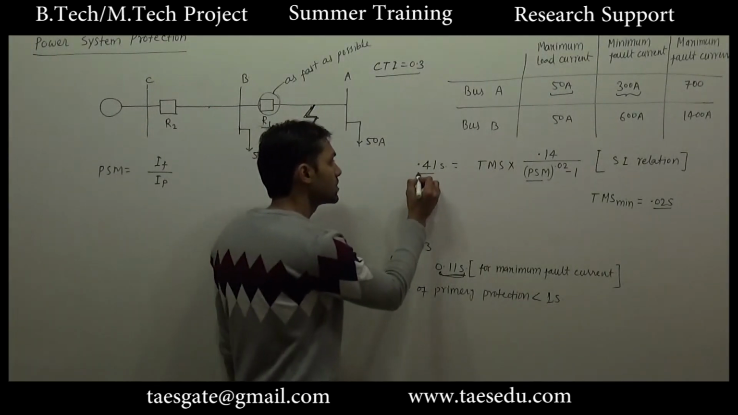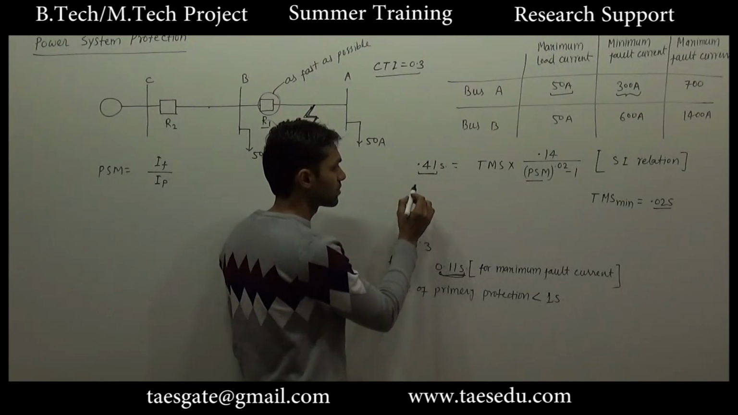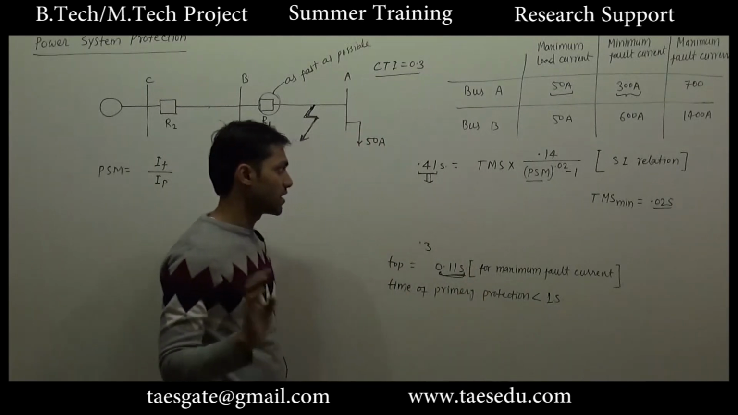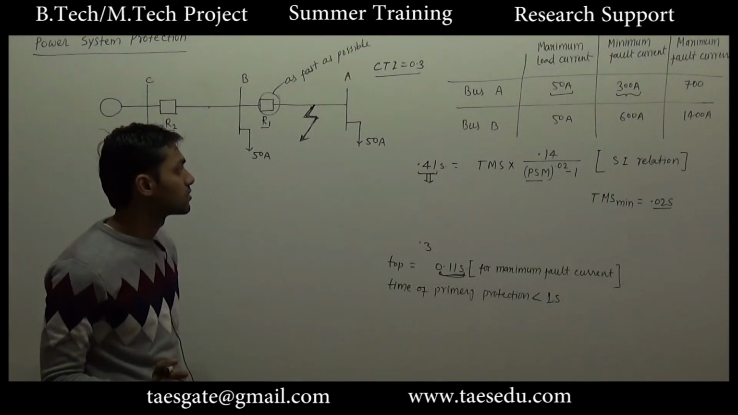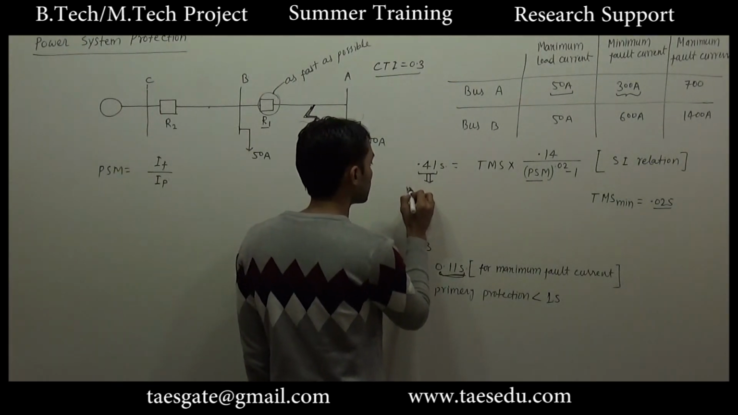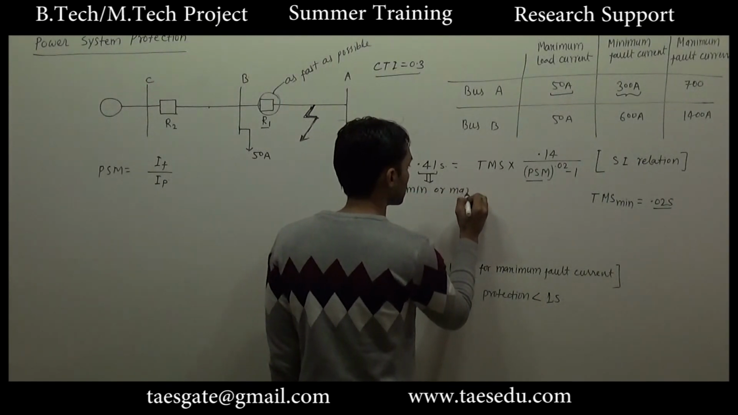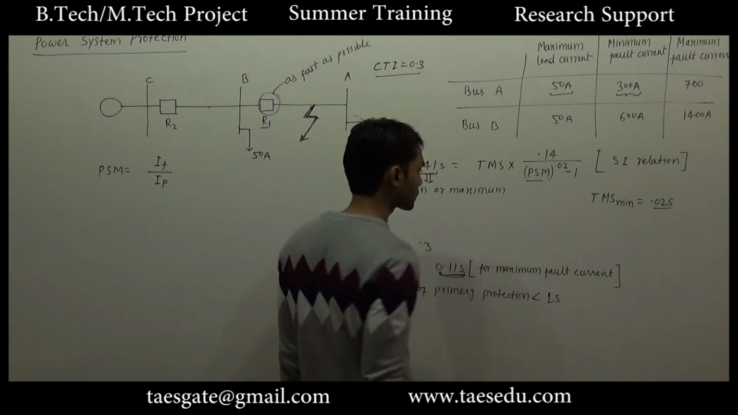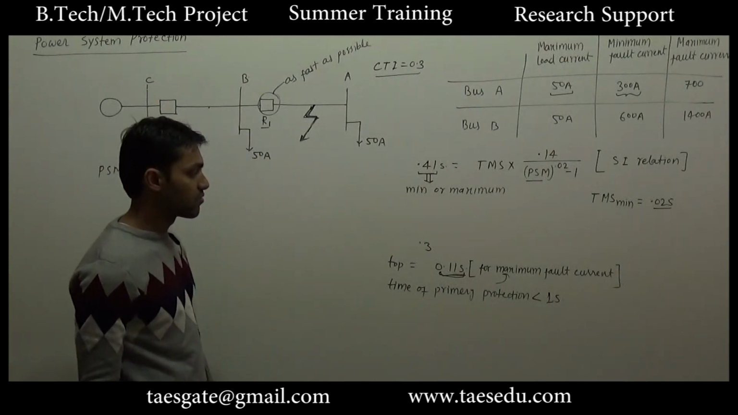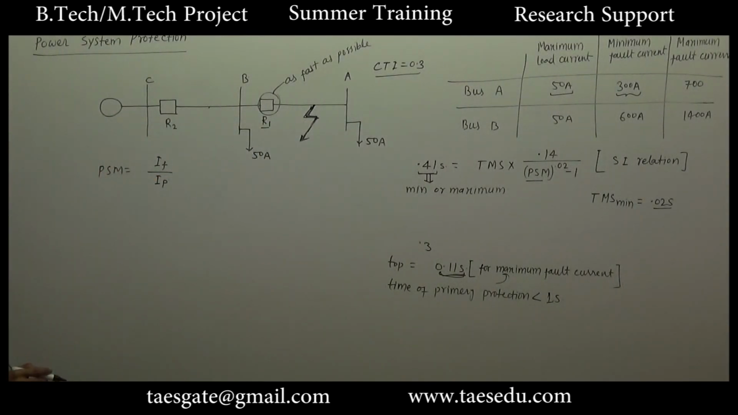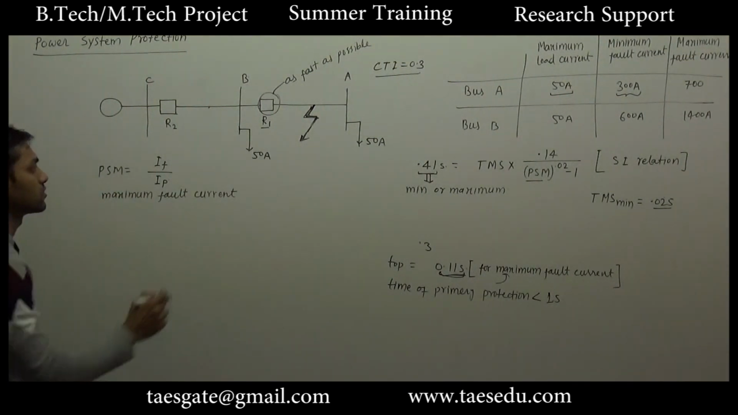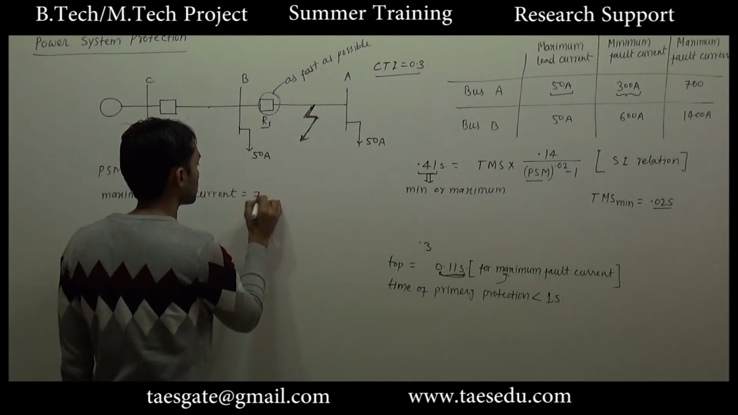But this 0.41 second, now if I ask the question, this should be, I agree, the time of remote protection, but whether this should be for minimum fault current or maximum fault current. Since I have calculated this time for maximum fault current in case of primary protection, again I will have to consider the case of maximum fault current. So the maximum fault current here is 700 ampere.